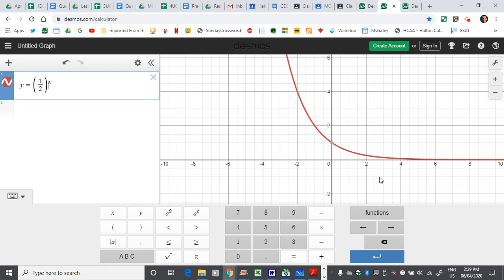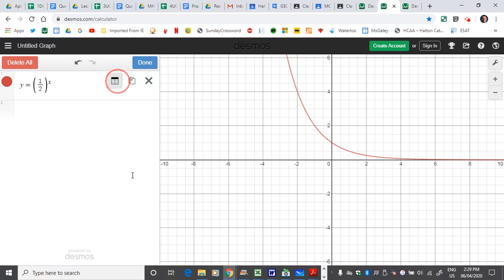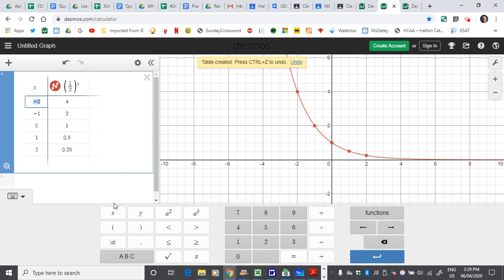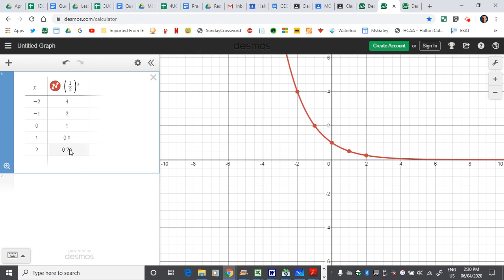That should make sense to us because you'll notice that as I allow x to become bigger and bigger, I am now putting a larger exponent on my fraction. So for instance, an exponent of 2 now means I have 1/2 times 1/2. There is my 1/4, or 0.25.